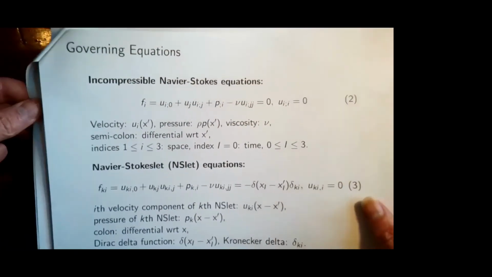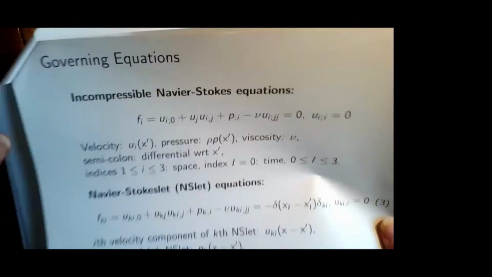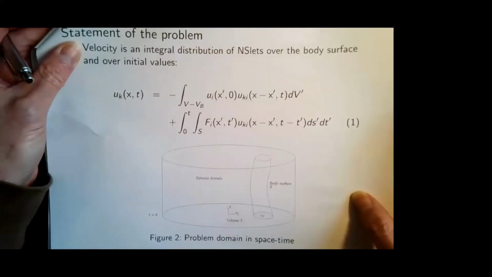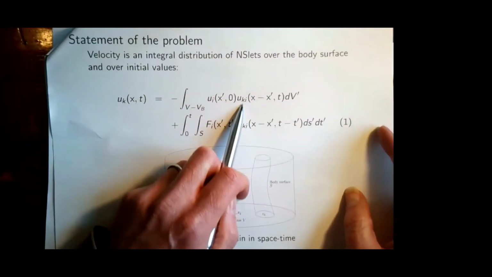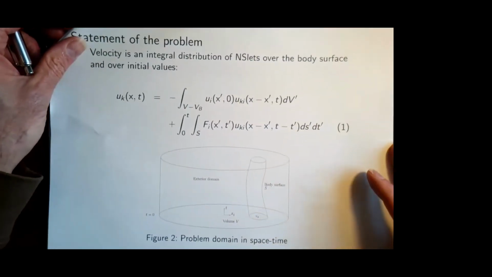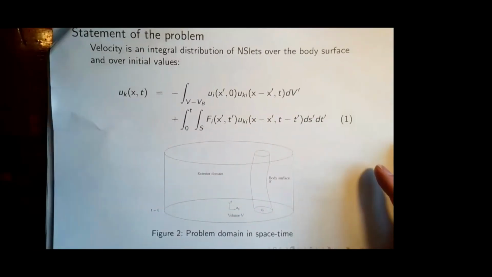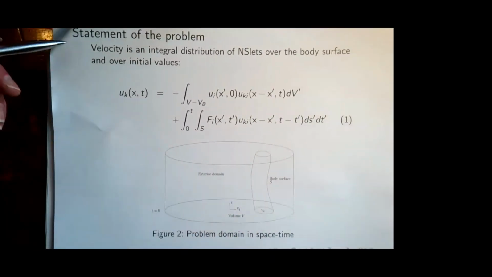So if I'm saying, for this solution of the Navier-Stokes equation, I have this representation, which is essentially a linear superposition of the Navier-Stokeslets, can I do that? It doesn't seem to quite be obvious, or that might be the case.